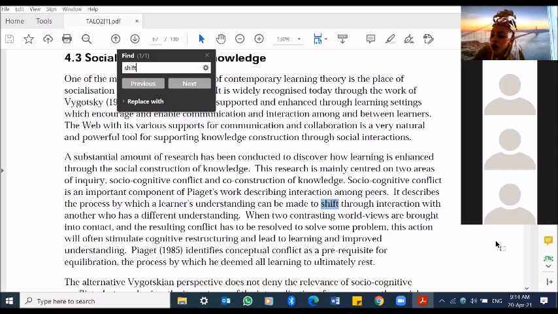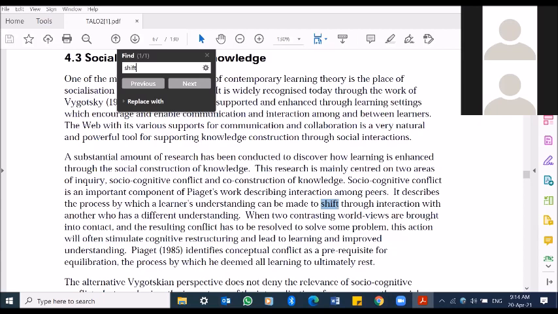Do you have the textbooks, all of you? Did you borrow the textbook from the library?